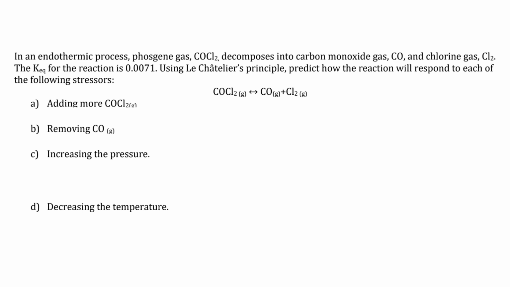So first one, I'm adding more phosgene gas. The second one, I'm removing CO, carbon monoxide. I'm increasing the pressure and decreasing the temperature. So what I'm doing here is I'm adding a reactant. So this will cause the reaction to move towards the product. So it's going to shift to the right.